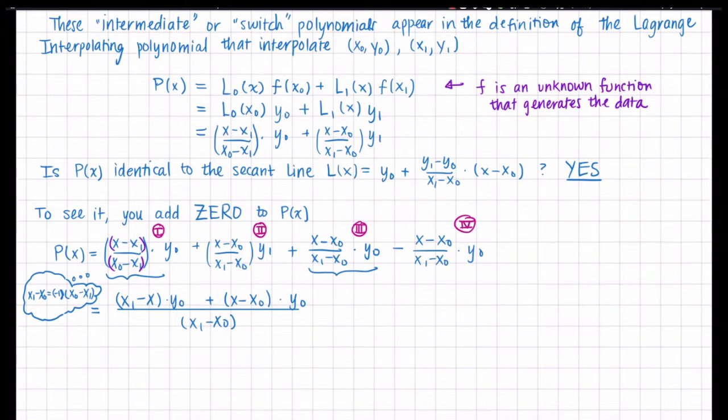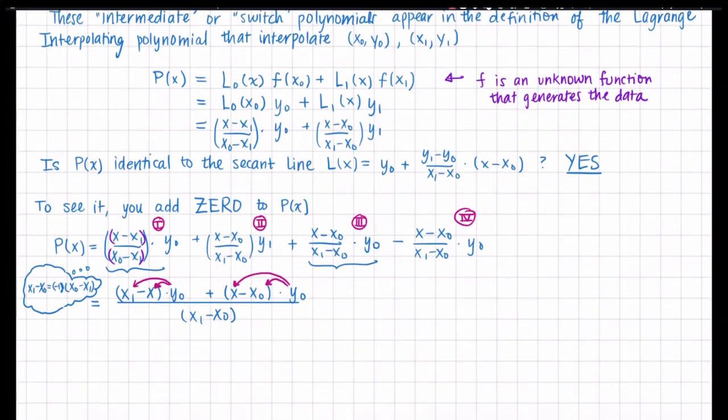The reason why I did that, hopefully you can take a look, see what terms I can combine. I'll have y naught multiplied by x1, y naught multiplied by minus x. I'll have y naught multiplied by x, and y naught multiplied by minus x naught. So I have a minus xy naught and a plus xy naught. Those two terms are going to cancel. So that's what I was hoping for, something that leads to cancellation. And I still have to deal with terms 2 and 4.